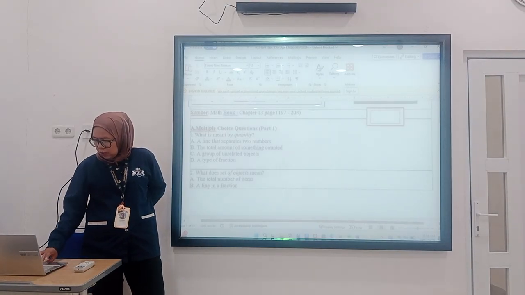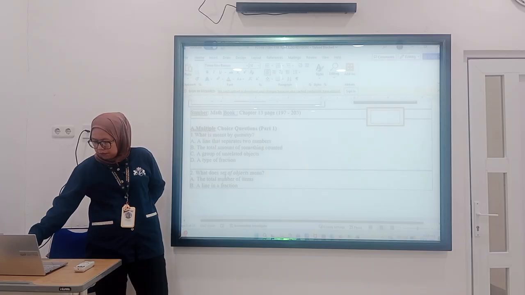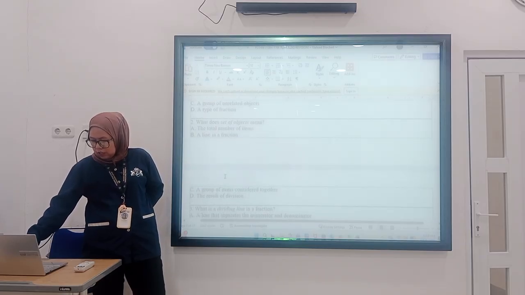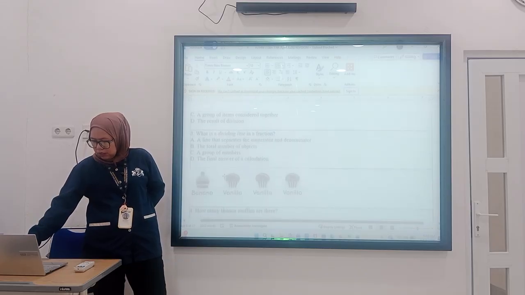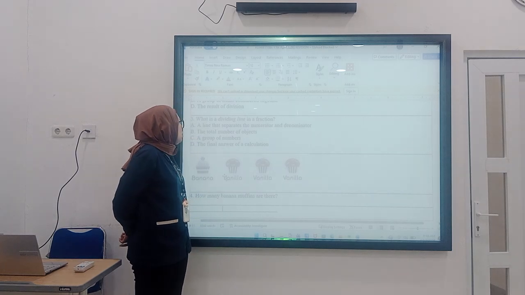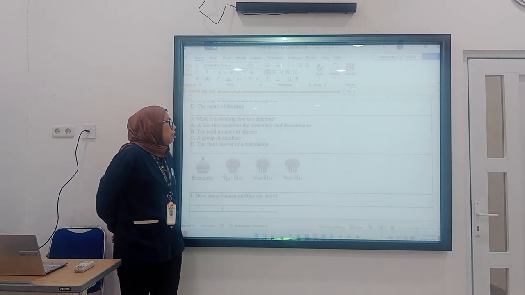And then 2, what does a set of objects mean? The answer is C, a group of items considered together. And then number 3, what is a dividing line in a fraction? This is a line that separates the numerator and denominator.